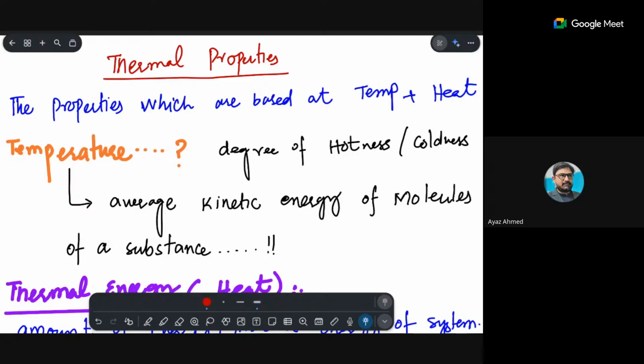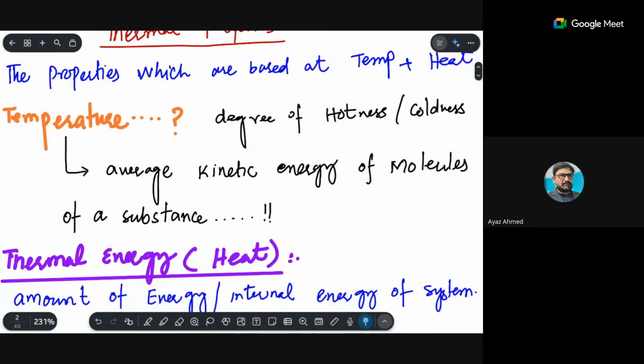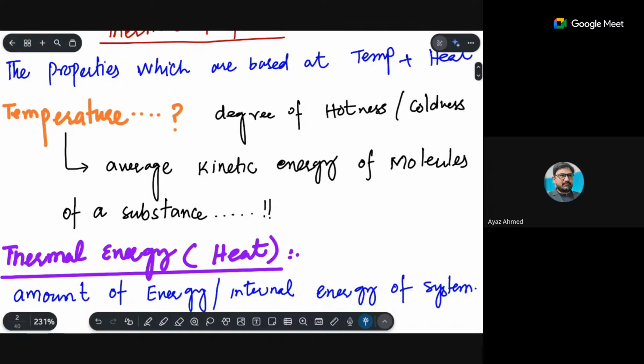Okay. So I was talking about this point that from your previous IGCSE level, thermal properties are those properties which are based on temperature or heat, definitely temperature. The students told me that temperature is the degree of hotness or coldness. Yes, that is. But in your previous level, you have also recalled one thing, that the average kinetic energy of the molecules of a substance is actually the temperature. You got the point?